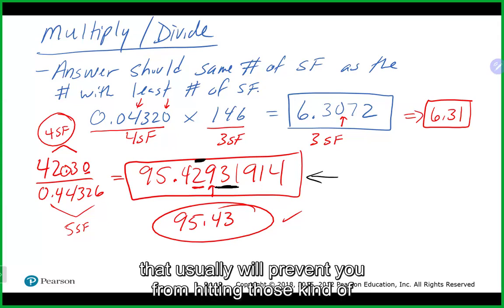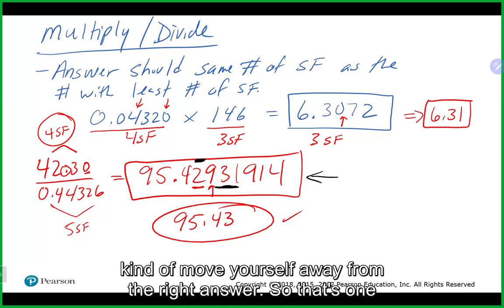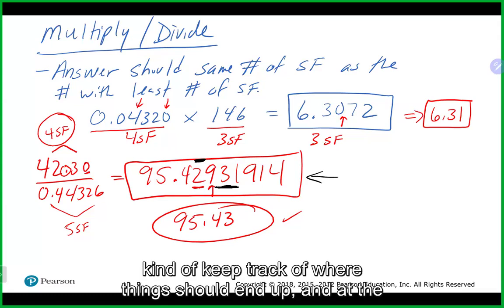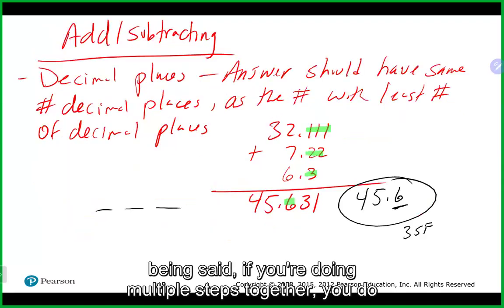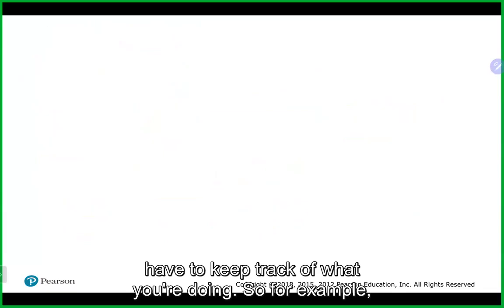And that usually will prevent you from hitting those kinds of rounding errors, because again, every time you round, you move yourself away from the right answer. So that's one way to do it. Sometimes people put a little line above it just to keep track of where things should end up. And at the end, you really do want to clean it up.